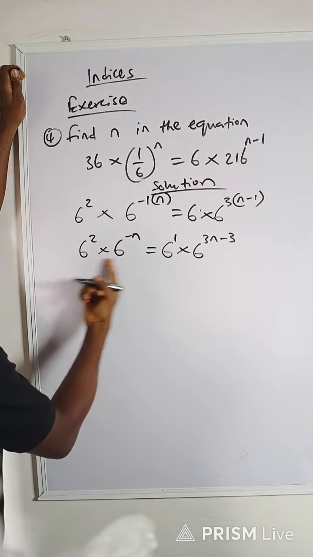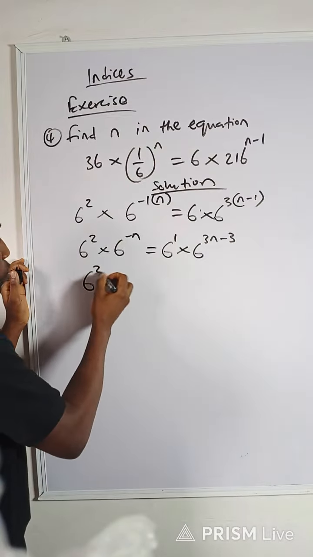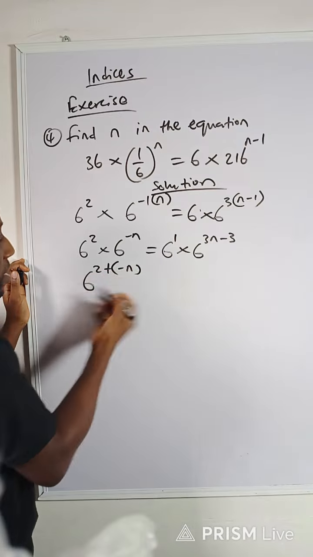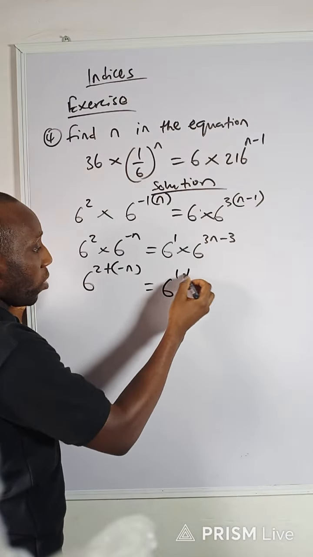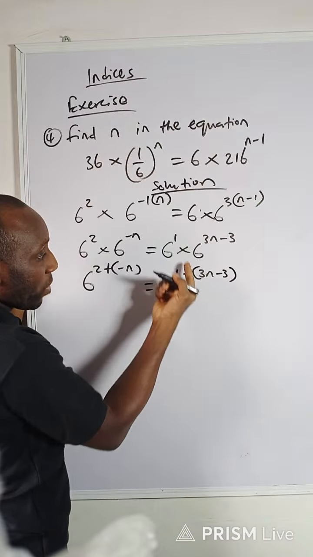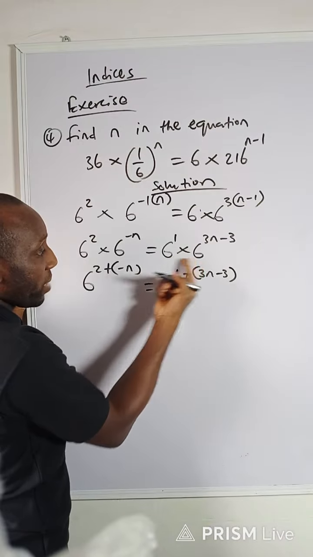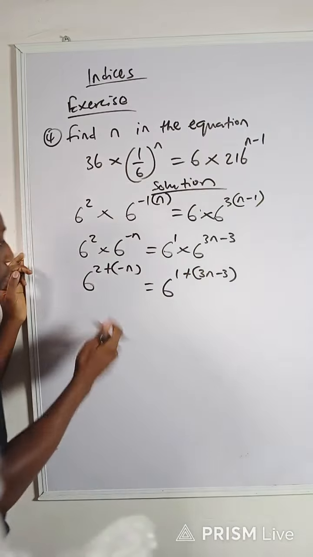Now, they have the same base. We're multiplying, so you add the exponents. So this will be 6 to the power of 2 plus negative n. You can write it like this if you want. Is equal to what? 6 to the power of 1 plus, again, 3n minus 3. The reason why we're adding is because we are multiplying the same base. That's the multiplication law of indices.